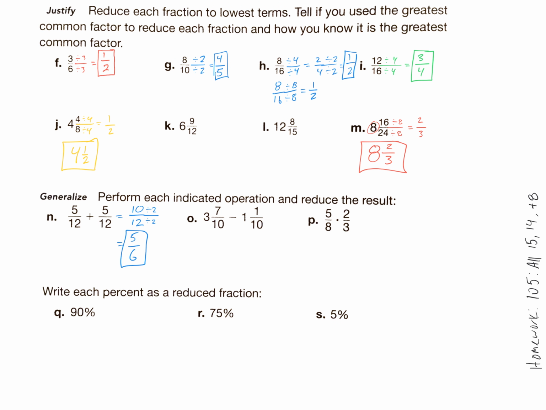For this next one, 3 minus 1 is 2. My denominators are the same, so 7 minus 1 is 6, so it's going to be 6/10. And I can reduce that 6 over 10, divide them both by 2. This is going to be 2 3/5.